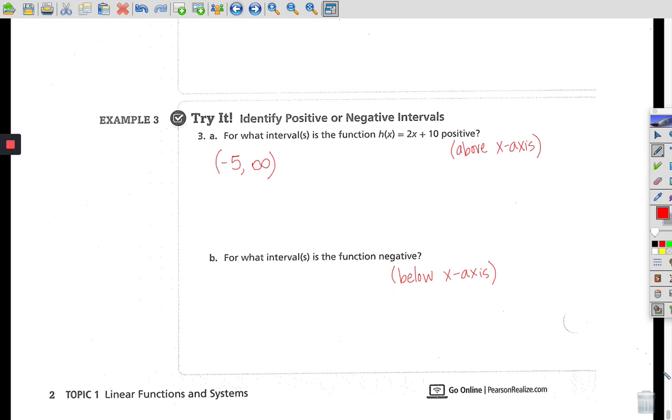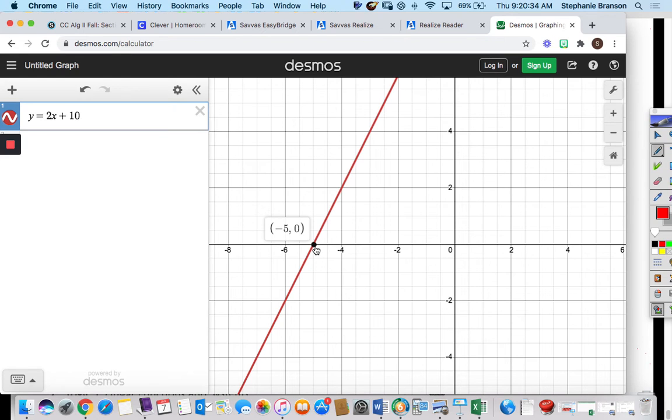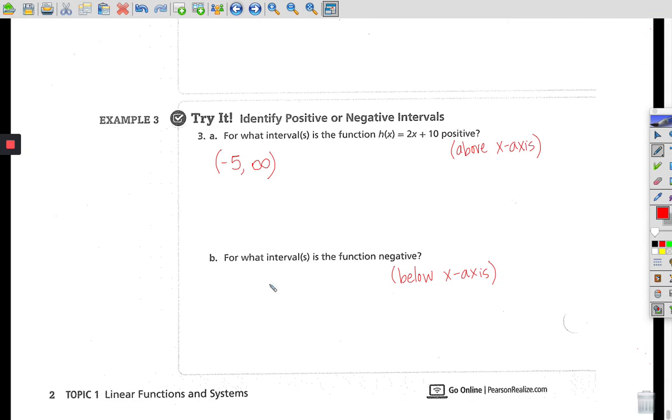And then they want us to now say when it is negative. When is it below that x-axis? Well, it's below the x-axis from negative 5 down, correct? Well, if we're going down, we're getting smaller, so that means it's really negative from negative infinity to negative 5.